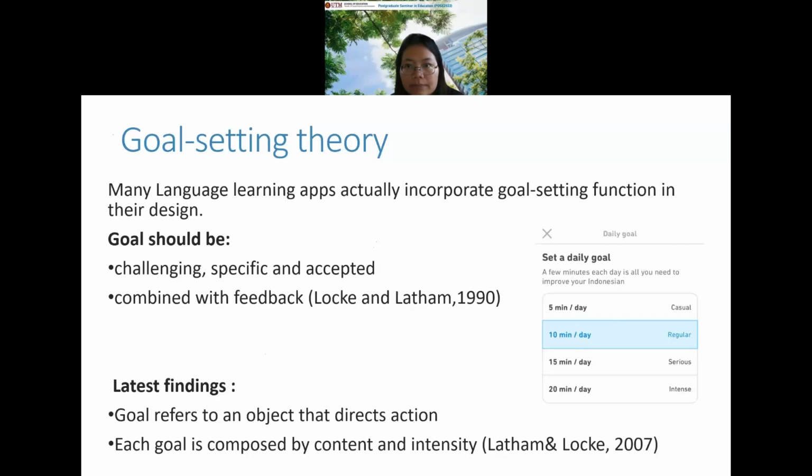From the goal setting theory, it's suggested that goals should be challenging, specific, and accepted, combined with feedback. This is from Locke, and this theory was invented by Locke and Latham in 1990. And according to the latest finding, the goal refers to an object that directs action, and each goal is composed of content and intensity.